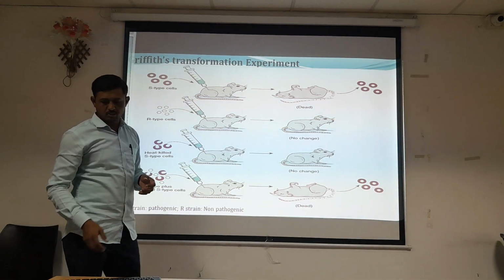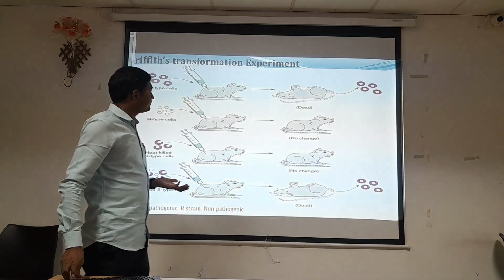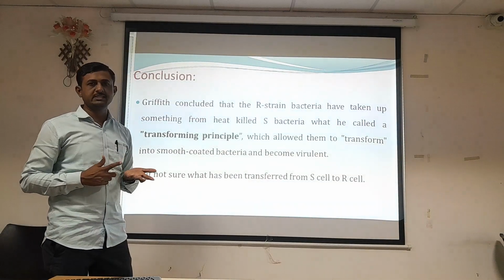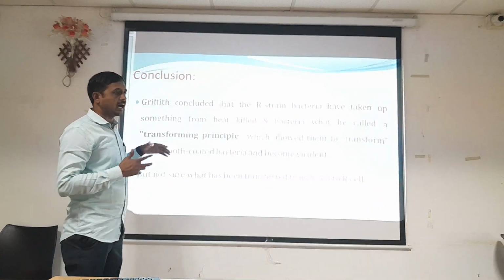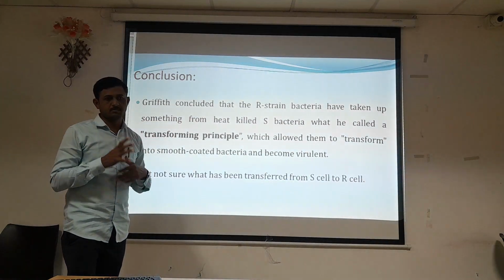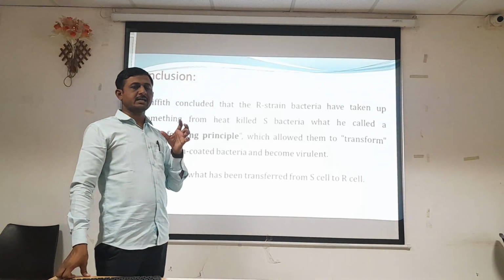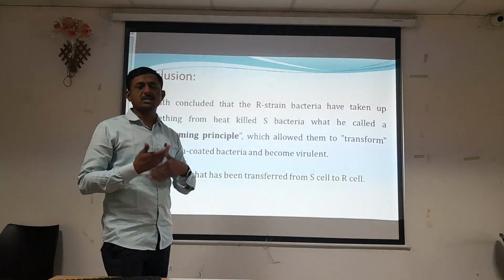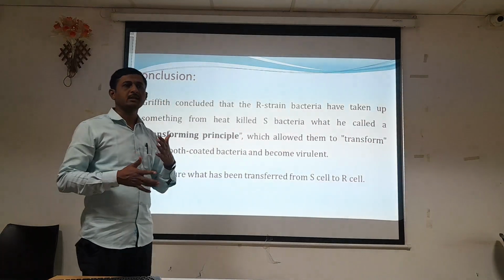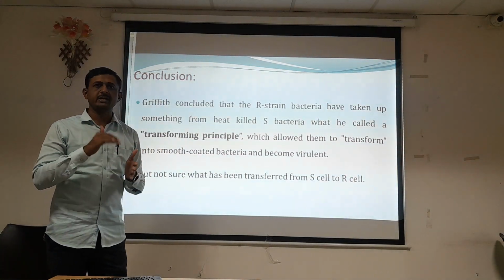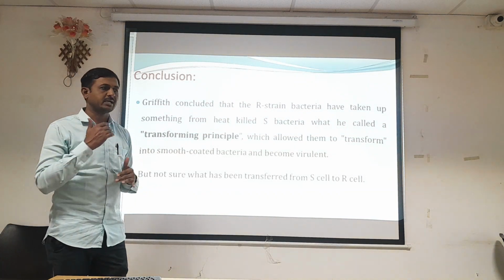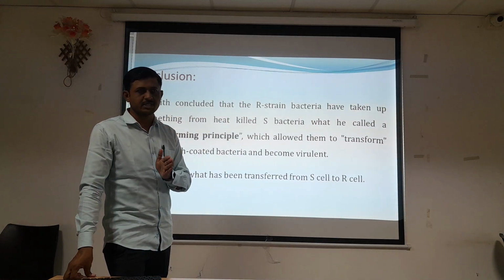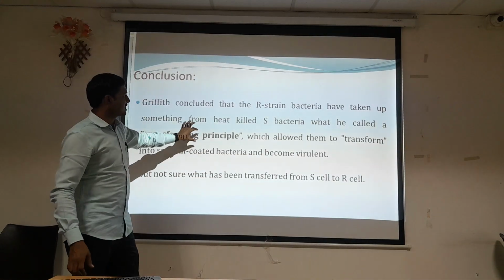So he was shocked. He observed, how is it possible, as we have injected S type of heat-killed cells and R type of live cells? Something happened in that R type of cell, which is non-virulent, and it is now transformed into a virulent strain. Something is transferred from the heat-killed cells to the R type of cell. That factor which is transforming R type of cell into S type of cell, he called a transforming principle.